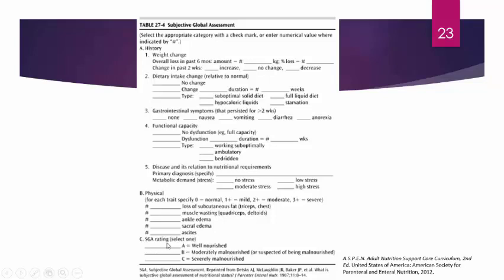And then you will do a rating. Depending on your assessment above, you can choose well-nourished, moderately nourished, or severely malnourished. And again, it's a subjective global assessment, so not everyone is going to do this assessment the exact same way. It's important to realize that this is subjective, not objective.